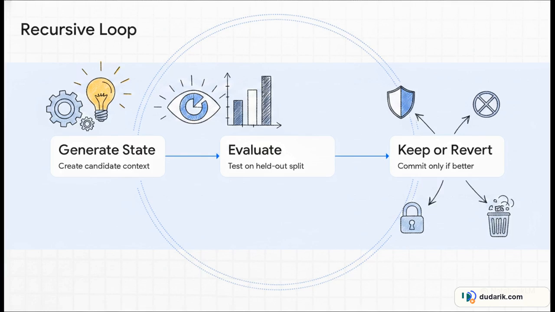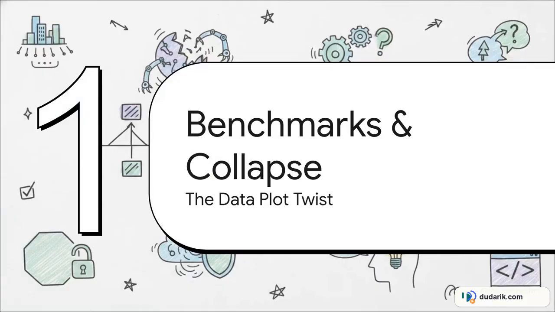Finally, the Keep Better gate makes a ruthless decision. It ensures the candidate state is only committed if it definitively improves performance. If the new context makes things worse, the system just discards it and reverts to the base agent. Let's dive into Section 4, benchmarks and context collapse.